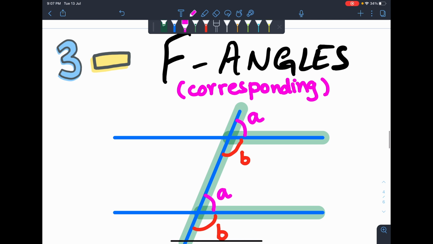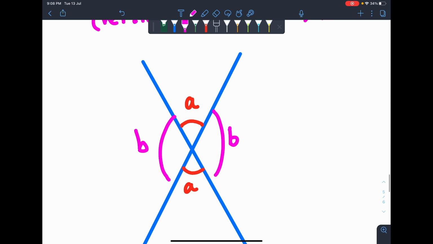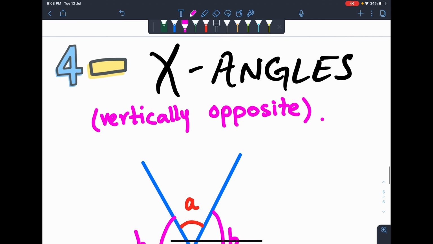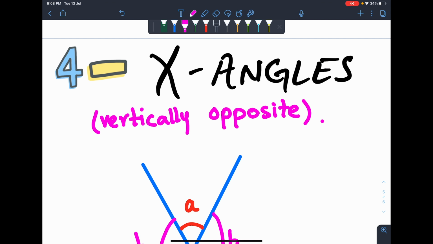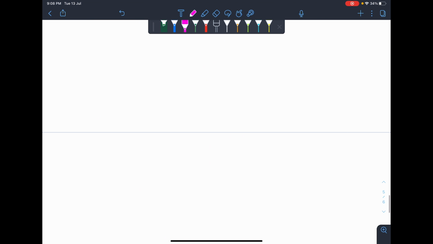F angles are again in a parallel line system, and they will make an F shape, and these are also equal to each other. These are called corresponding angles. The last ones are not a part of parallel line system. They are always available whenever you have any two lines crossing each other, whether in a parallel line system or not in a parallel line system. These are vertically opposite angles. So whenever you have an X shape with two straight lines, their opposite angles are always going to be equal. So this is how easy these angles are to remember. These are the four main angles that I want you guys to remember, and these will be really useful in your exams.